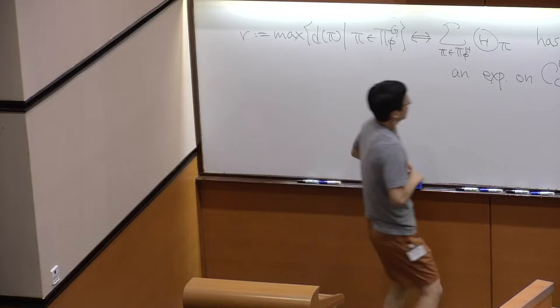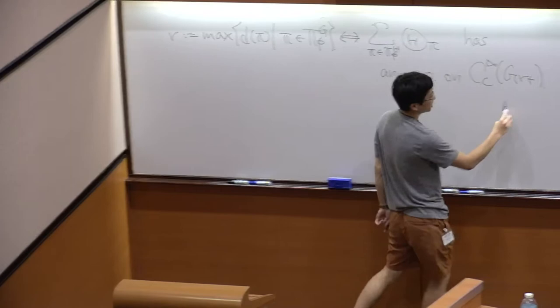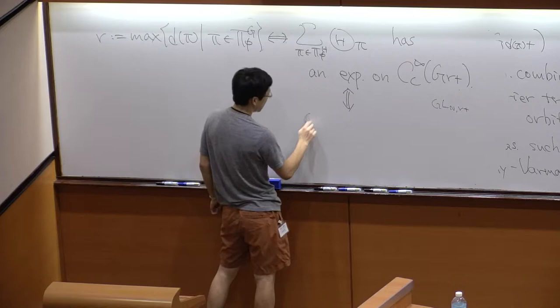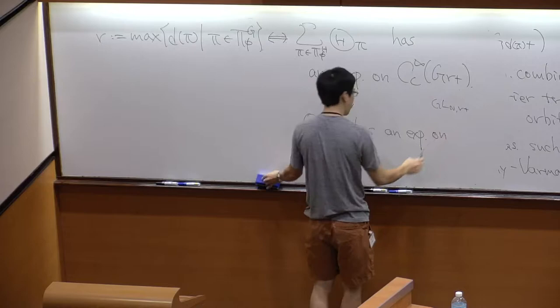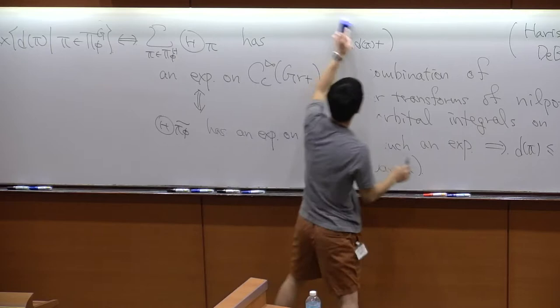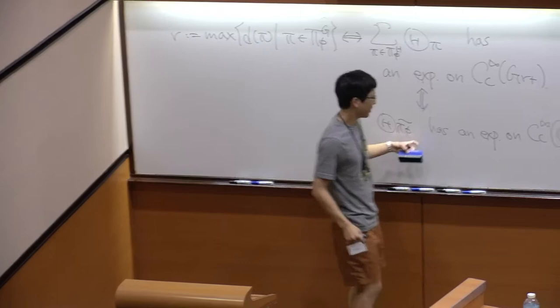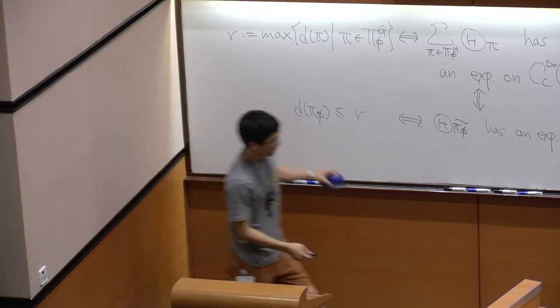And another point is that we can prove that every test function supported on GL_N(R+) is transferred to a test function supported on this set. So by noting this, we can say that the twisted character of the endoscopic group also has an expansion on C_c^infinity(GL_N(R+)). Then, by using the optimality of the radius, we can conclude that the depth of (pi,phi) is bounded above by R. And this completes the proof of the first step.